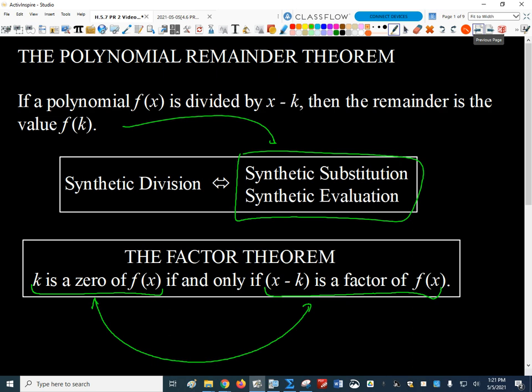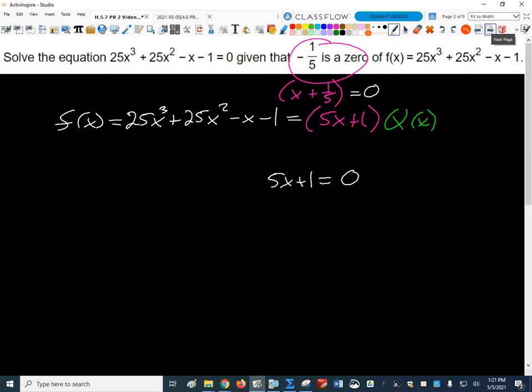Here's our factor theorem. If k is a 0, then x minus k is a factor, right? So x minus -1/5, which is x plus 1/5, has to be a factor of my polynomial. But that's not a very convenient factor because I've got a fraction in it. We know that for the factor x plus 1/5, we get a 0 by setting it equal to 0 and solving, and that's when x equals -1/5.